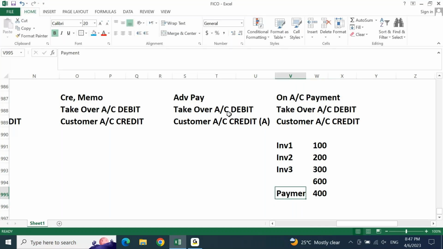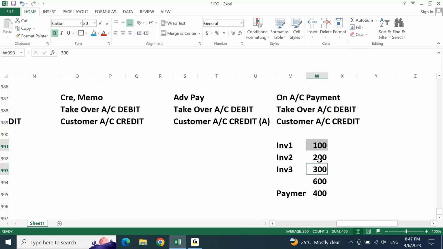I have given you a payment of 400, but I did not mention whether this 400 is against this invoice, or this invoice plus 100 partially here, or this plus 300 partially here, or 200 partially here. I did not give you anything. In short, there is no payment advice attached to the payment.